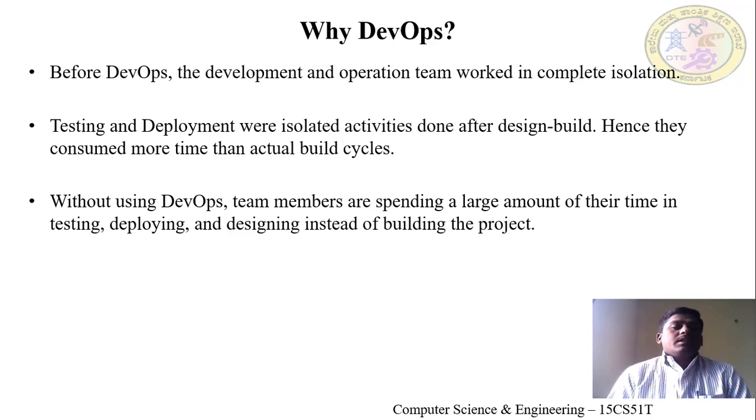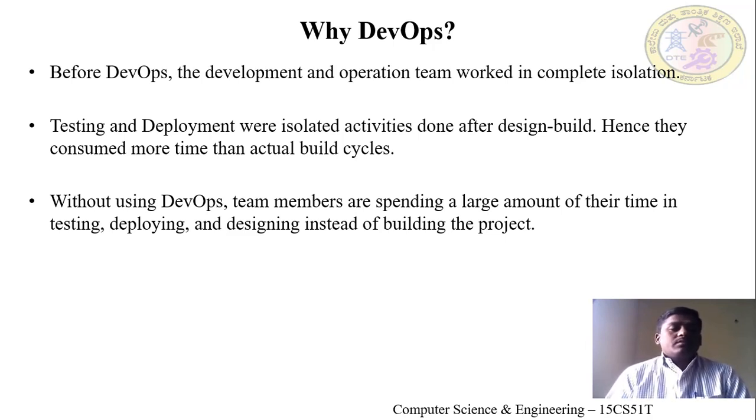Now, testing and development were isolated activities done after design and build, right? Hence they consumed more time than the actual build cycle. Testing and development teams work in isolation, in the sense that they are not interacting or communicating with each other, whether it is the testing team, development team or deployment team. Obviously if there is no communication, then the time required for completion of the particular project is obviously more, right?